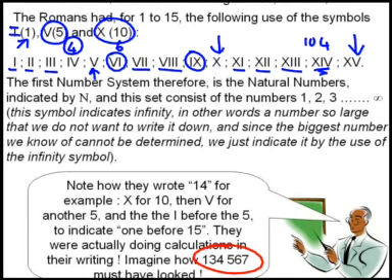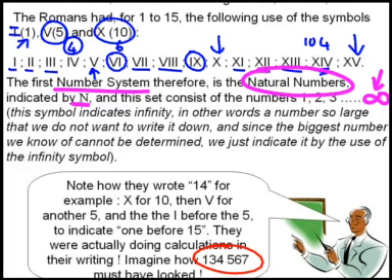So the first number system that we will be looking at is the natural numbers, being natural things that you can see. And this is indicated by the symbol N, and this set consists of the numbers 1, 2, 3, all the way up to infinity. Infinity is like an upside down 8, where it indicates a number so large that we do not want to write it down. And since the biggest number we know of cannot be determined, we just indicate it by the use of the infinity symbol.